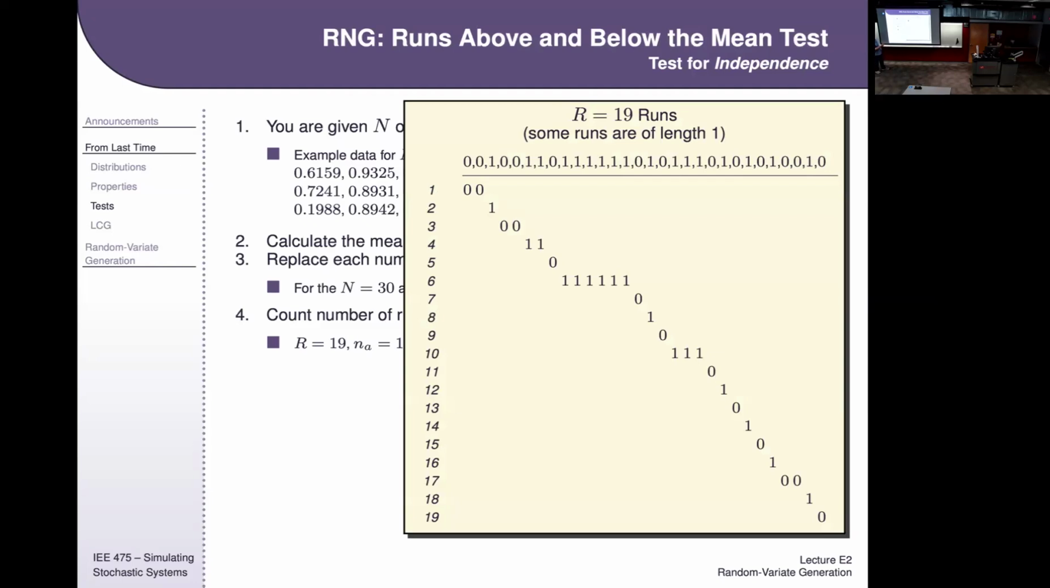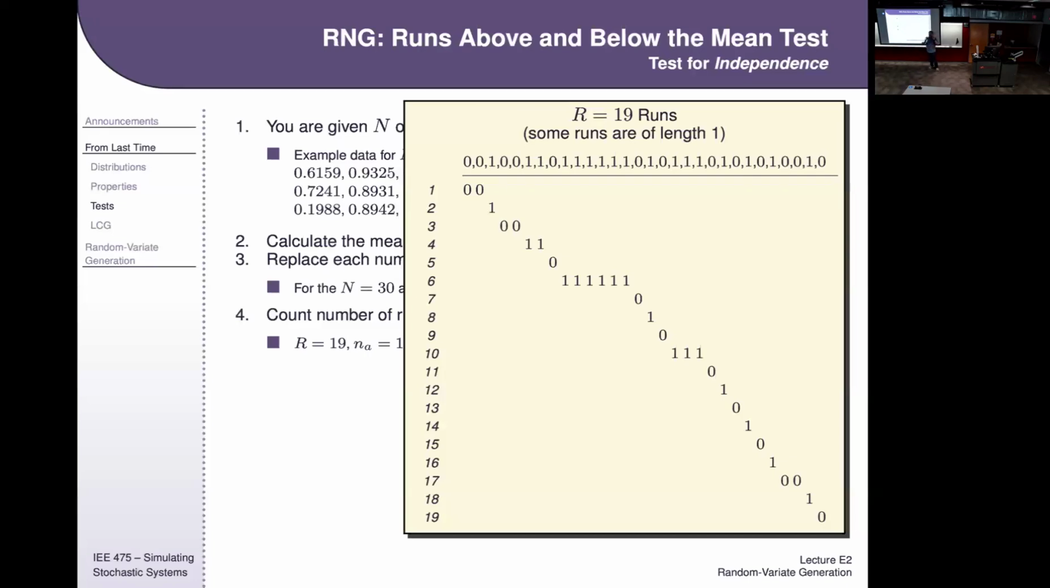So 0, 0 is a run. A single 1 is a run. Another 0, 0, 2 ones, a single 0 is a run. This string of ones is a run, and so on. Does everyone see how these are runs? Okay, great. So we count up all of those.